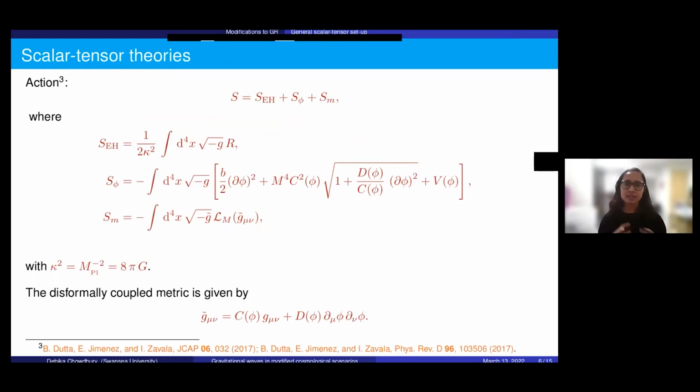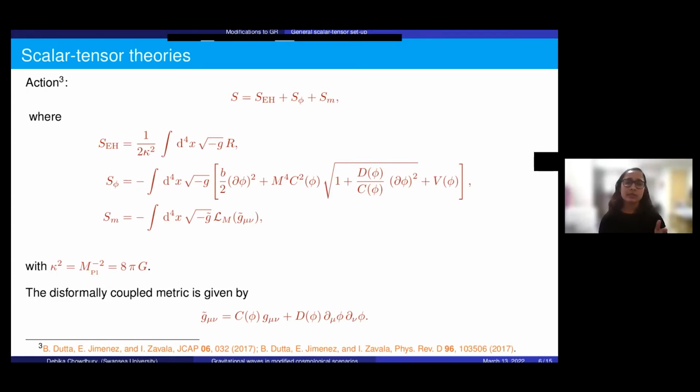So this is the generalized scalar tensor setup that I'm interested in. This is the total action. And if you look at S_phi, it has these two factors, C(phi) and D(phi). These are the conformal and disformal factors respectively. And they together lead to the disformally coupled metric, which is given in the last line here.